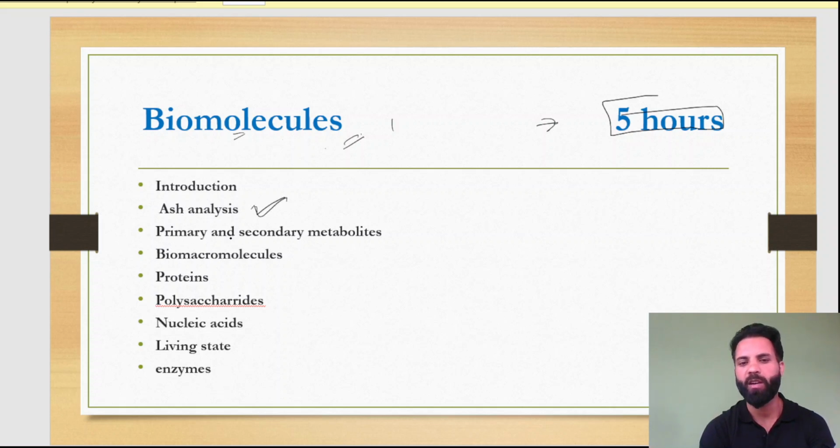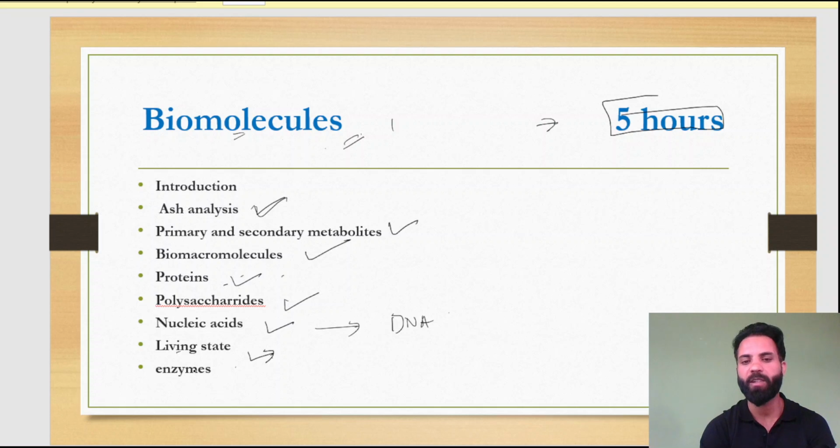Ash analysis is there. There are primary and secondary metabolites. Biomacromolecules are there. We have to discuss the polysaccharides and their structure. Protein is there, we have to discuss the amino acids and the structure of the proteins. We have to discuss the nucleic acids. In nucleic acids we have to discuss the structure of the DNA, and we have to go through the living state.